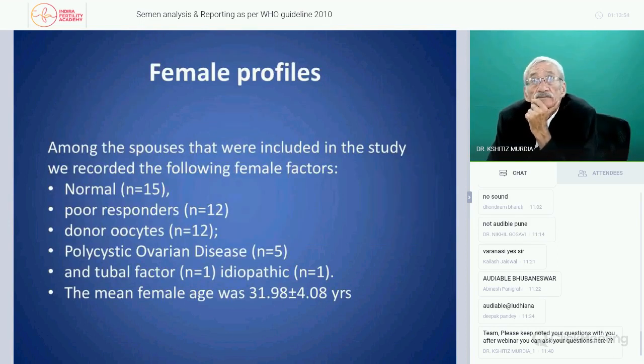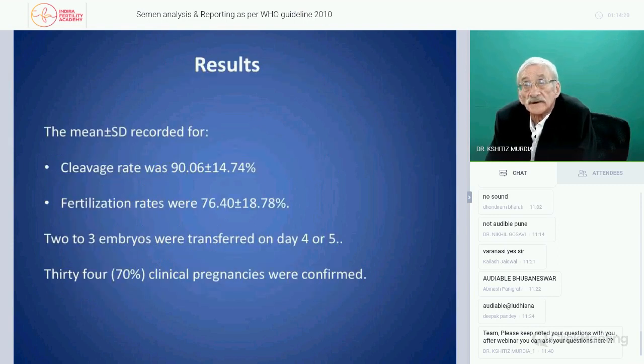Now, if we look at the female profile, 15 of the females had normal ovulatory cycles, 12 were poor responders. Donor oocytes were used in 12 cases, polycystic ovary syndrome in 5 cases, tubal factor in 1, idiopathic in 1, and the mean age was more or less 32 years.